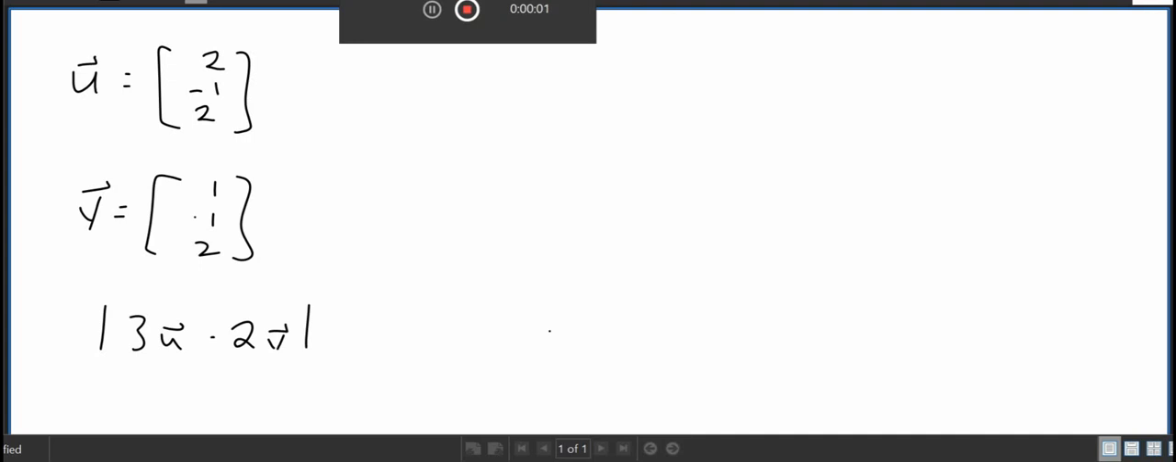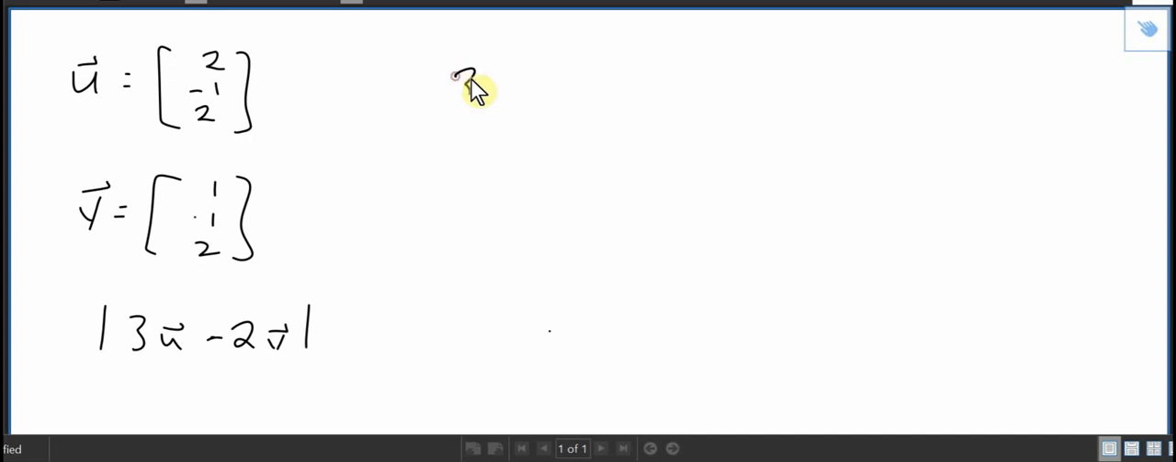This question 4.2, I think, was number one, where we are trying to find the magnitude of this combination of the vectors. Okay, and my biggest suggestion to you is to find the actual vector that you're finding the length of first, then find the magnitude of it. Okay, so the first thing I want to compute is the 3u minus the 2v.